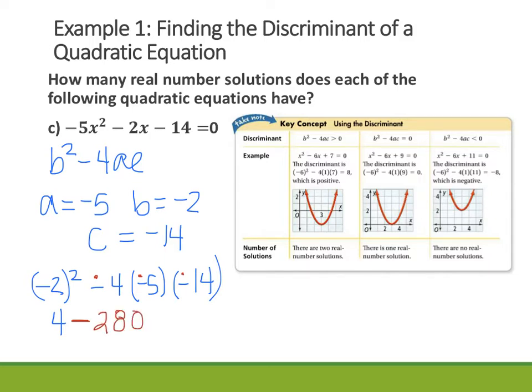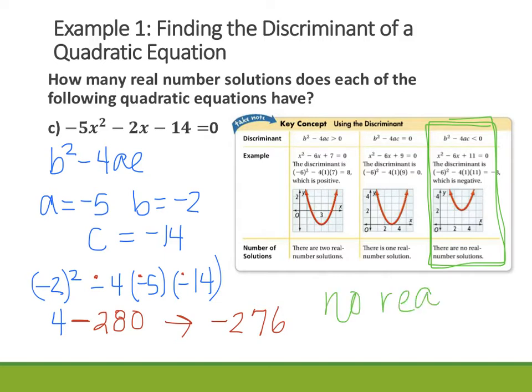Now, the other thing that you can do if you're not that great with positives and negatives is you can plug that into a calculator and get your answer from the calculator. So 4 minus 280 is negative 276. And since the discriminant is negative, we're in this category here. The discriminant is negative. That tells me that there are no real number solutions.